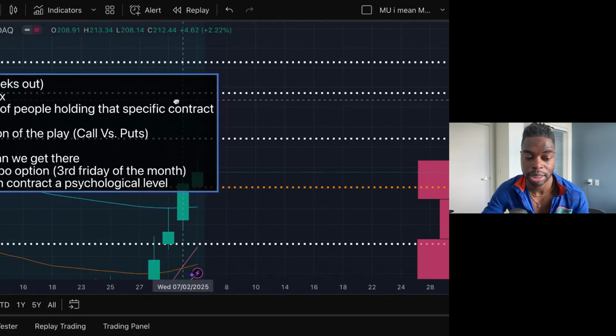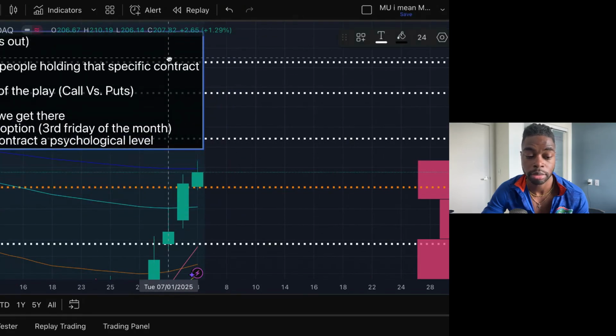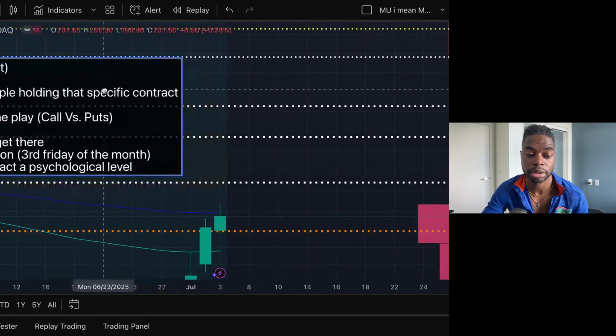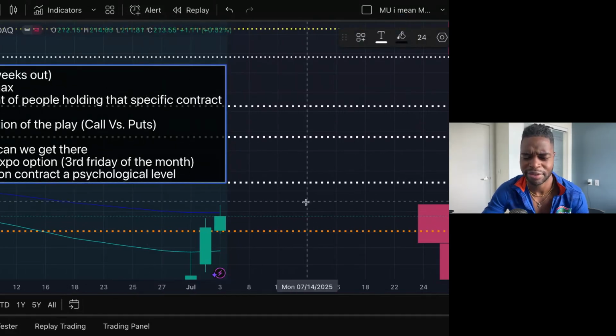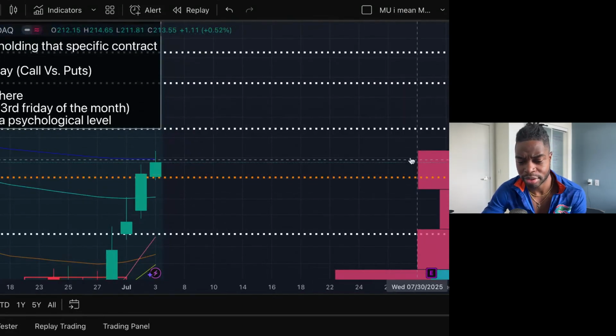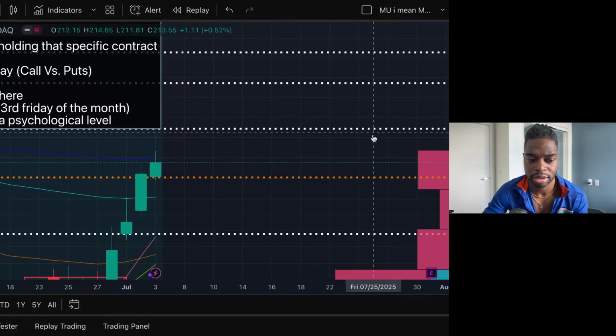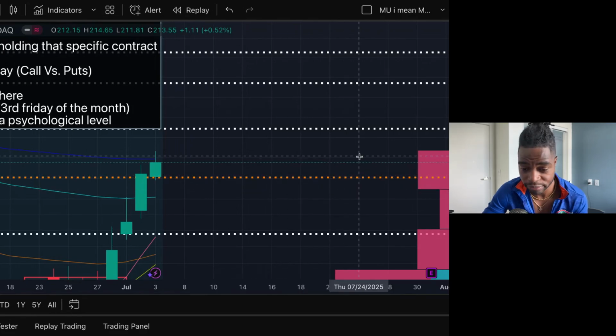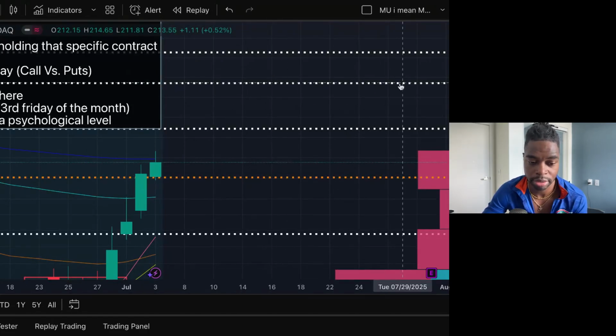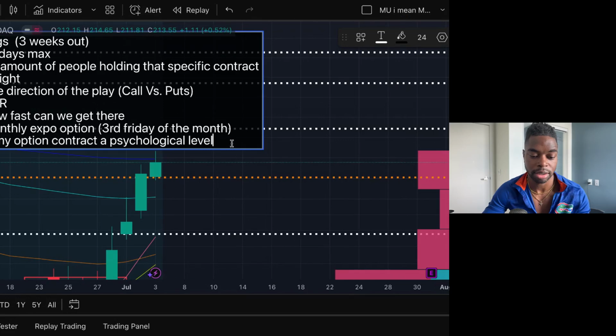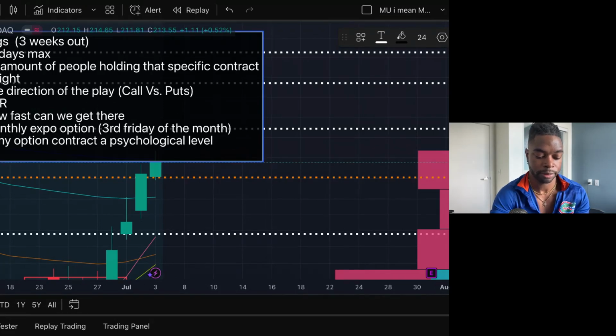Those are what's called psychological levels. Those are where the most traders are trading at, and big money is trading at as well. So if you ever see strikes like 211, 212, 213 on different equities, just stay away from those and go for 210, 215, 220, 225, 230. Okay, those are psychological levels. So fives and tens places.